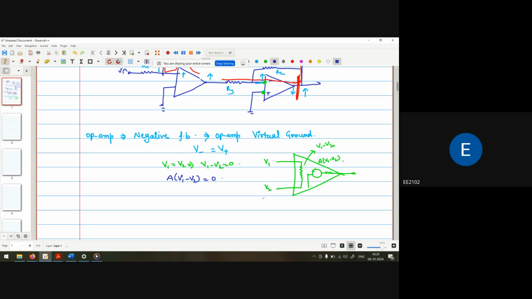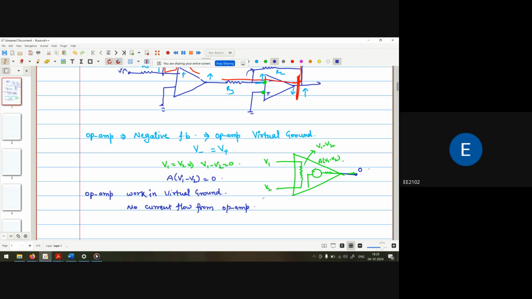And what are we getting here? We are getting 0. So that means if my operational amplifier works in the virtual ground concept, no current flows from the op amp. And from where will the current be going? The current will be going in this direction.